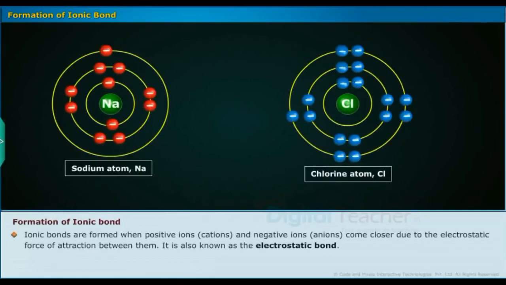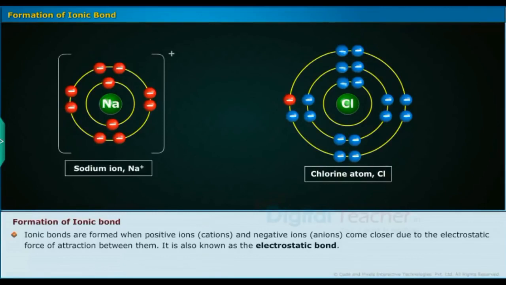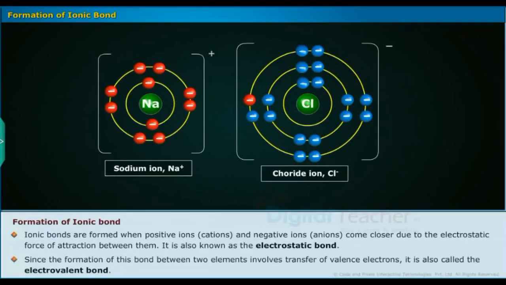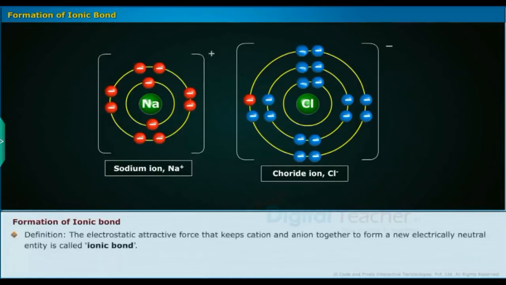Ionic bonds are formed when positive ions and negative ions come closer due to the electrostatic force of attraction between them. It is also known as the electrostatic bond. Since the formation of this bond between two elements involves transfer of valence electrons, it is also called the electrovalent bond. Definition: the electrostatic attractive force that keeps cation and anion together to form a new electrically neutral entity is called ionic bond.